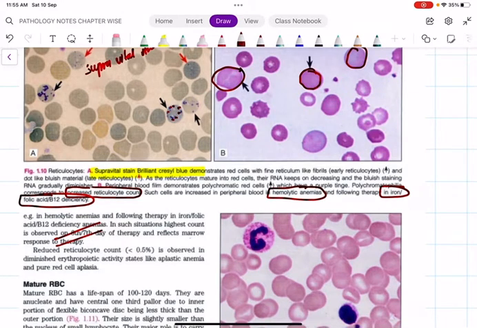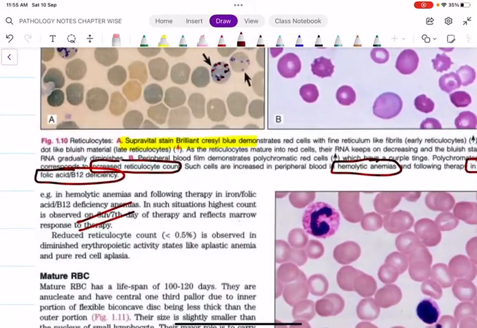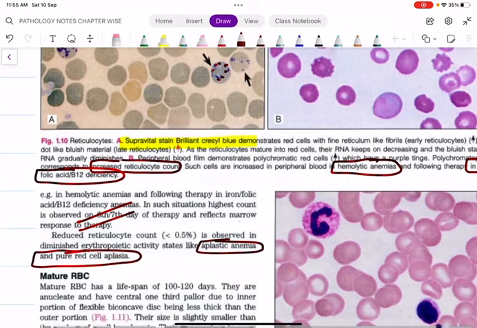What are the conditions in which the reticulocyte count is extremely diminished? There are two important conditions. One is called aplastic anemia and another one is called pure RBC aplasia. Normally in deficiency anemia, whether it is iron deficiency or vitamin B9 or B12 deficiency, reticulocyte count is less.